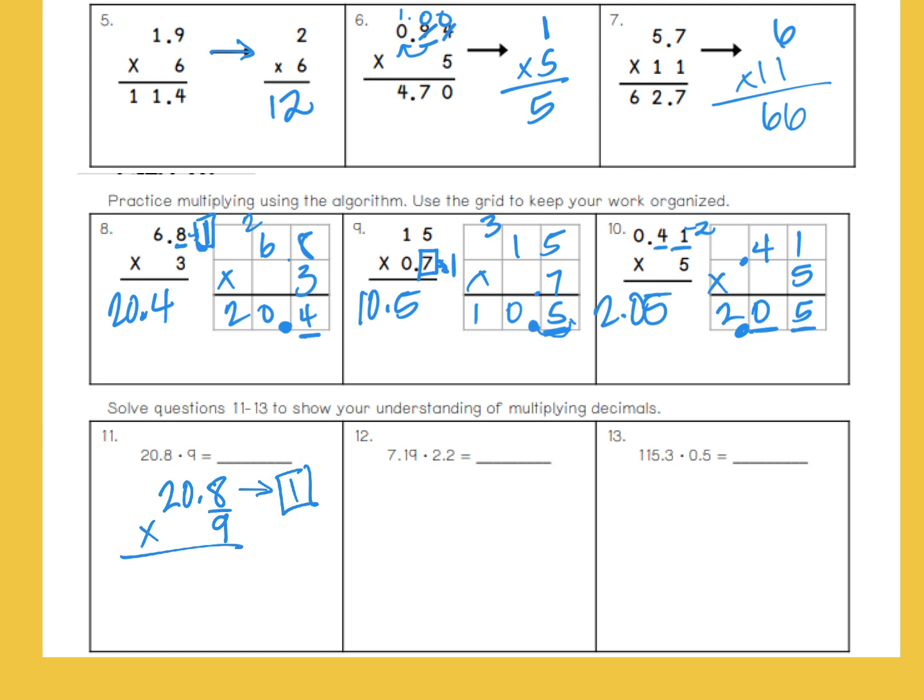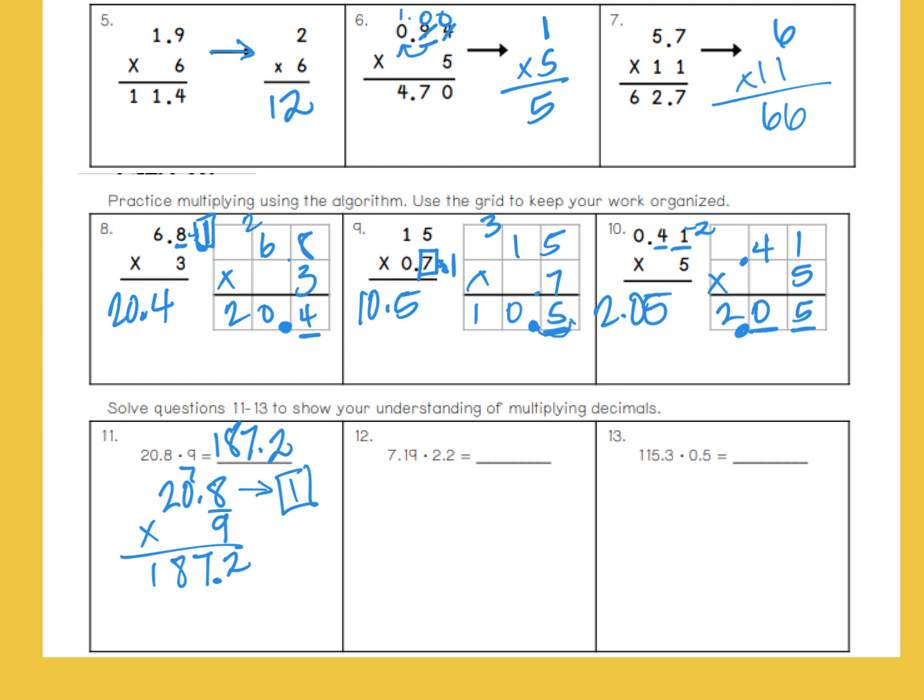So 9 times 8 is 72. I'm going to carry my 7. 9 times 0 is 0, plus 7 is 7. 9 times 2 is 18. And now I know that I need one number behind my decimal. So from the right, I'm going to count one space, and I know that that leaves my decimal between the number 7 and the number 2 for the answer of 187.2.